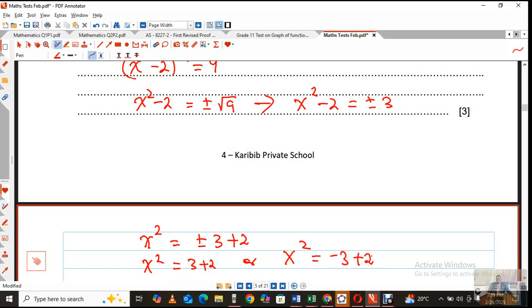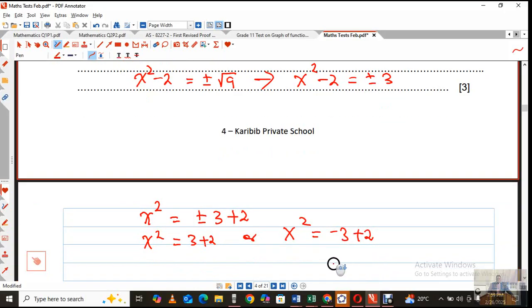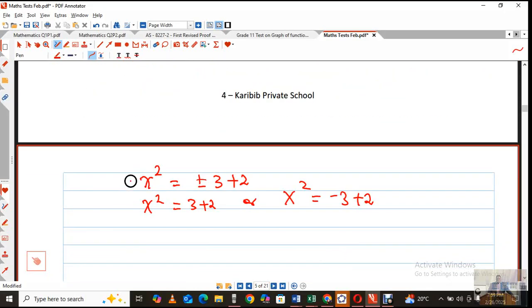plus 2. Very important, perhaps you should separate them, and then you'll be able to know which one is going to be valid. In this case, x squared is equal to 5. In this case, x squared will equal to negative 1.